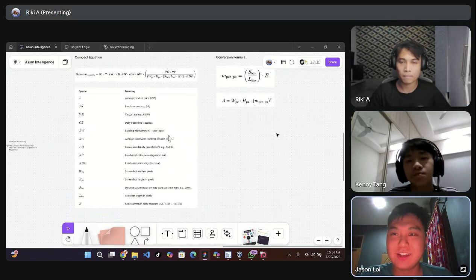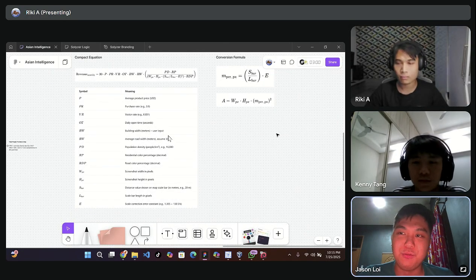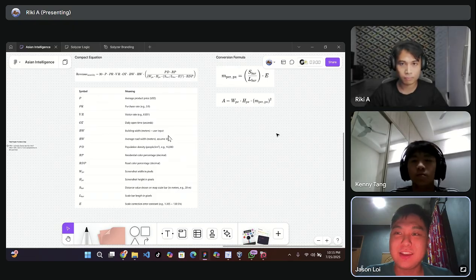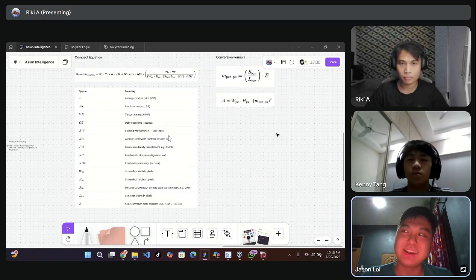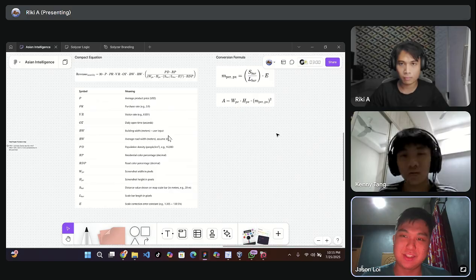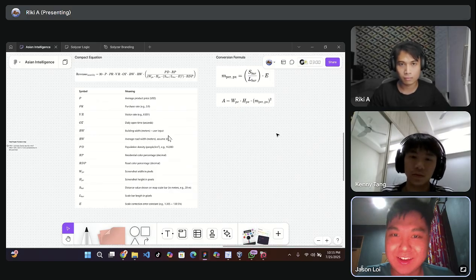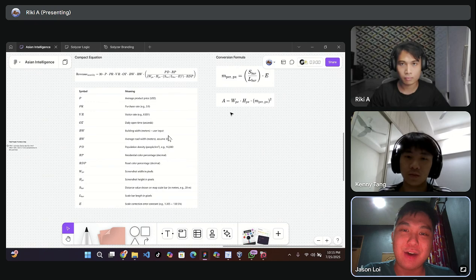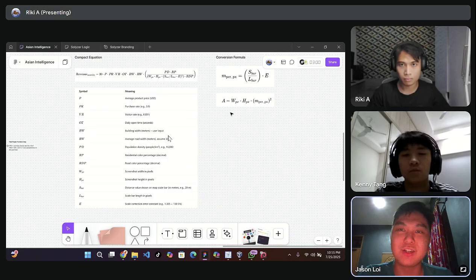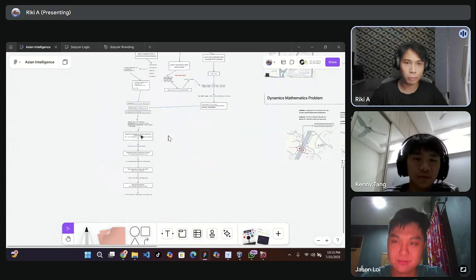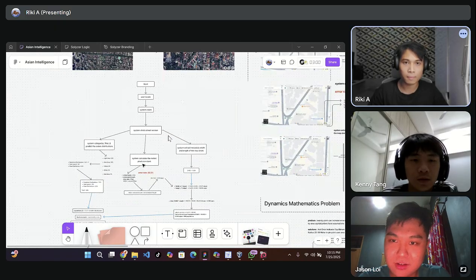So this is our compact equation, which is used for finding the revenue per month. There are a lot of symbols, and each symbol has its own meaning and purpose. We also have a conversion formula, like from pixel to meter. And there is also a value of an area equation. Okay, thank you, Jason. And we can go into the overview of the flowchart itself.